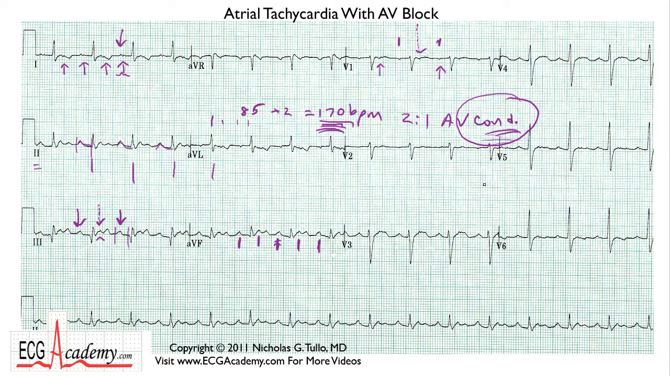So now that you've seen a few examples of atrial tachycardia with block, we'll go on to the next chapter, which deals with atrial tachycardia and aberrant conduction. It's one of the most difficult ECG diagnoses to make, but I think it's the most fun.